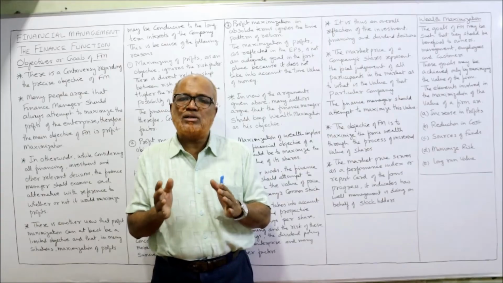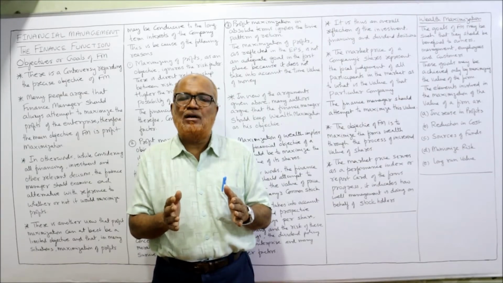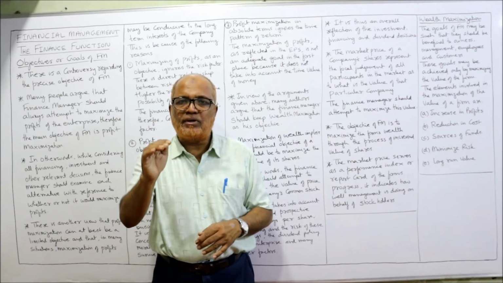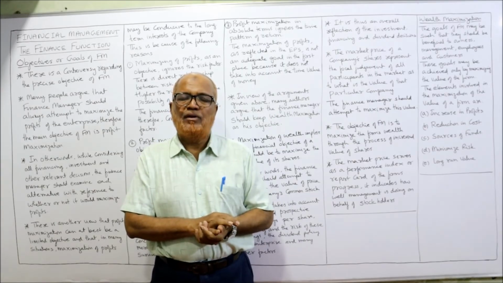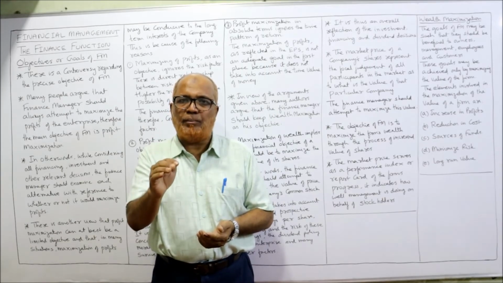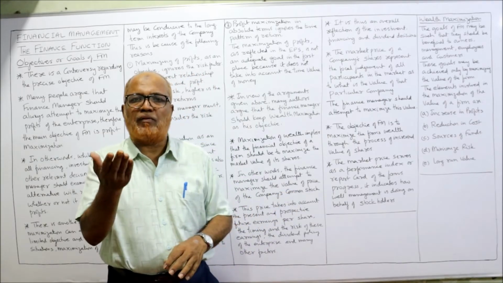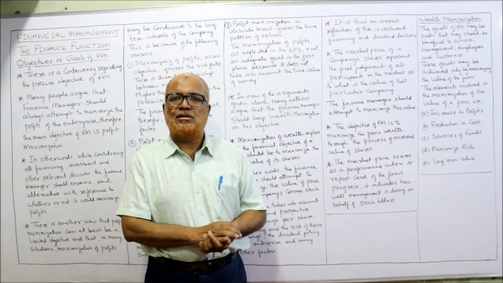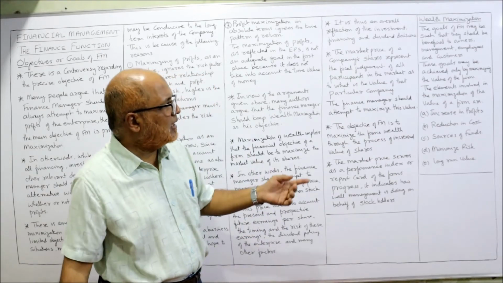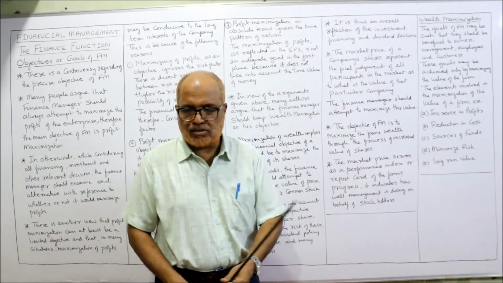So, company has to raise the funds where the cost of capital should be minimum. When the cost of capital is minimum, then total cost will decrease. When total cost decreases, the profitability will increase. This is the second element. The third element is sources of funds.